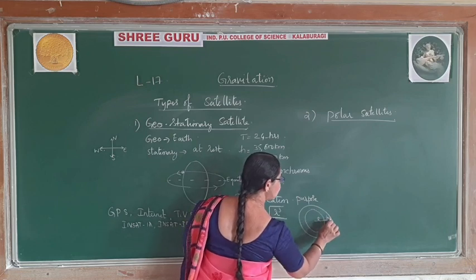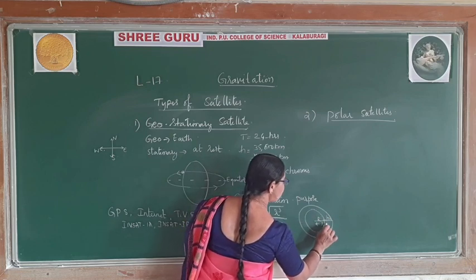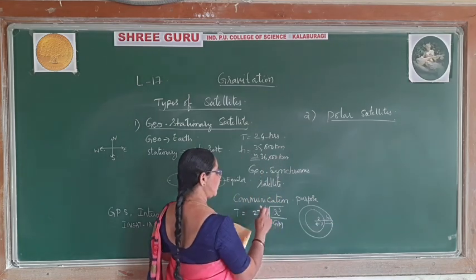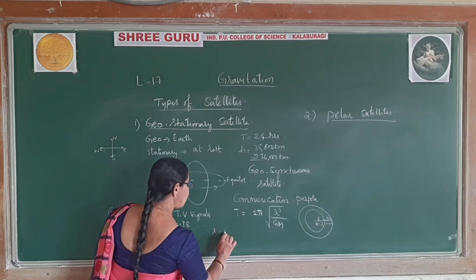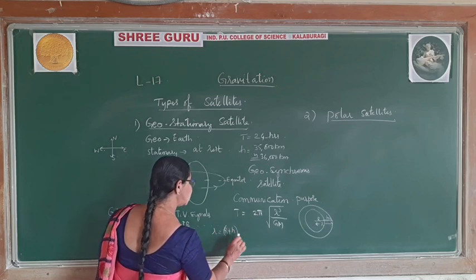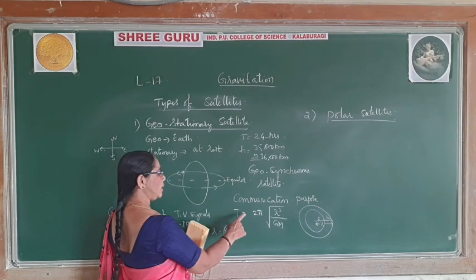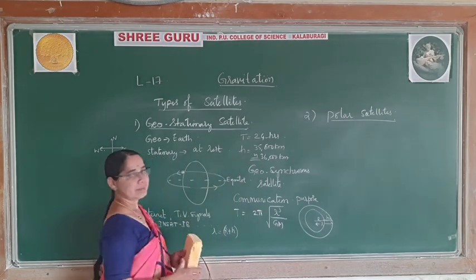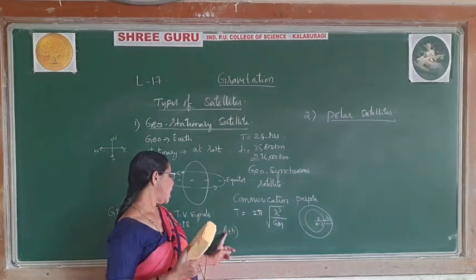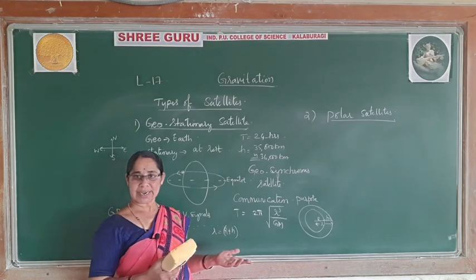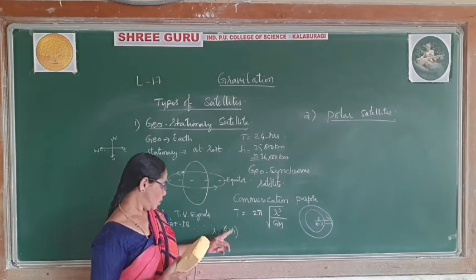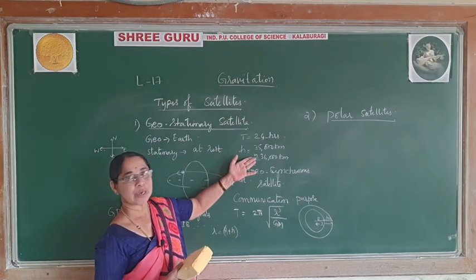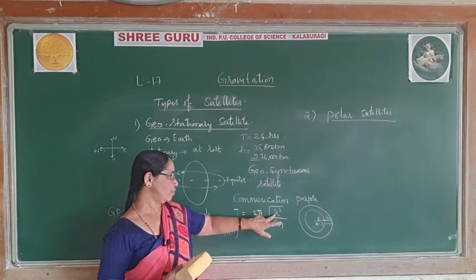So this is h, and r plus h is called small r, where small r is equal to r plus h. By using this condition, we can calculate the time period of the satellite. But remember here, this R is 6400 kilometer. What is h? 36,000 kilometer. Using that, we will substitute for r.